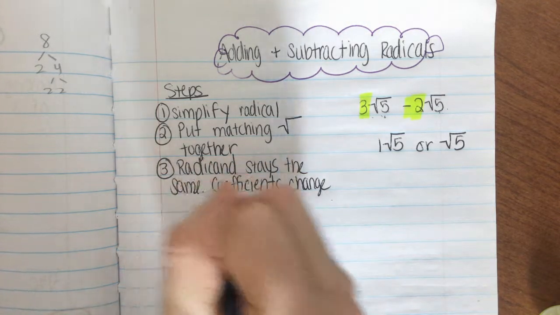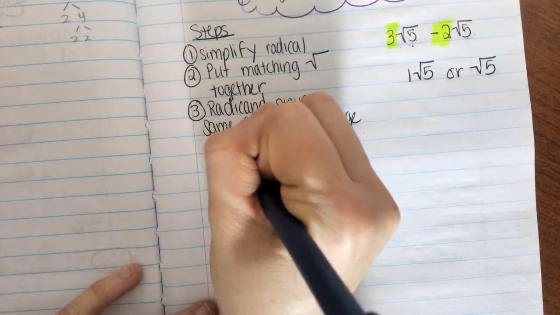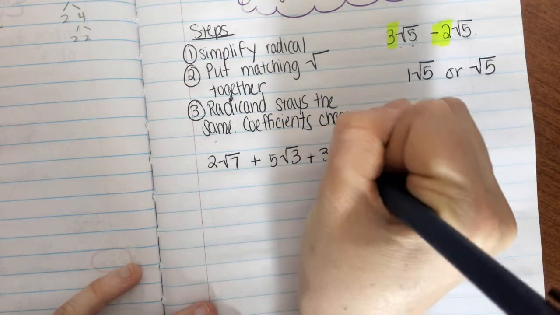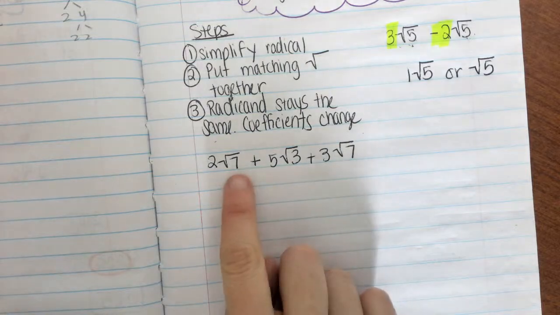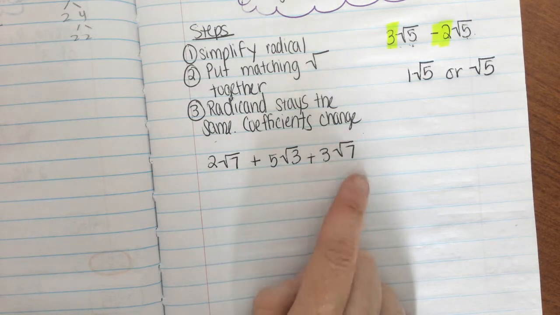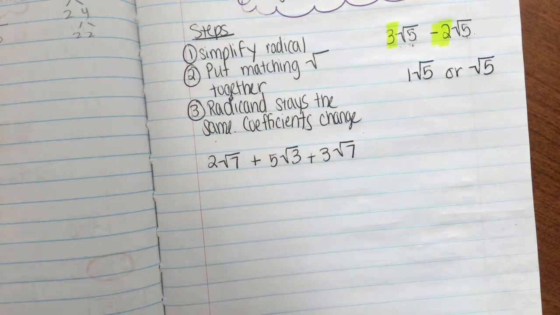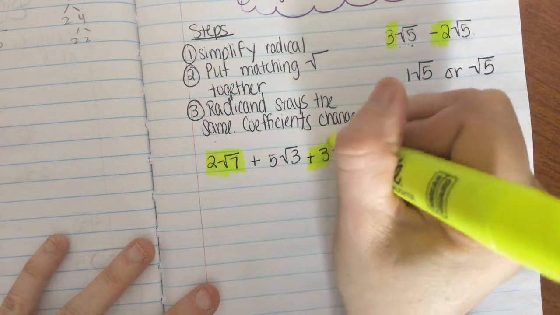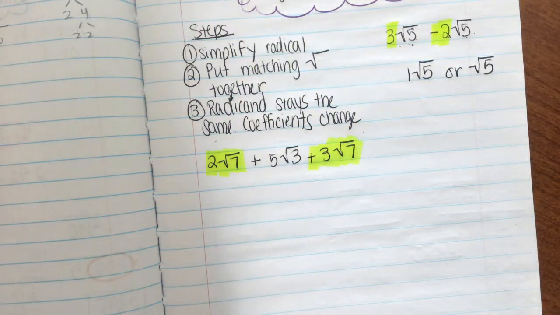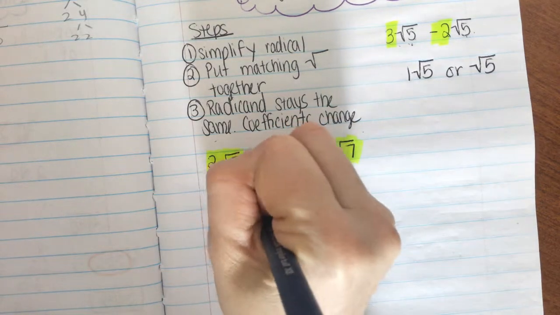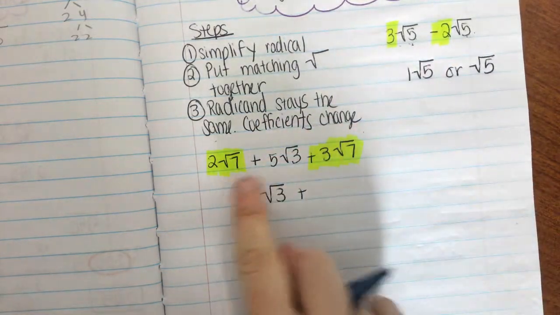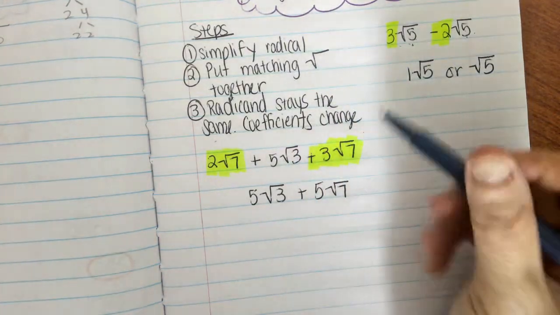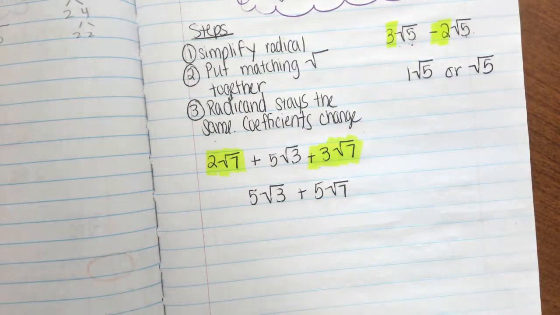So if we do another example, this is 2 square root of 7 plus 5 square root of 3 plus 3 square root of 7. So again, all of these numbers here are prime, so we're just going to leave the factors alone, so we don't need to simplify anything. So now we're just going to put together these 2 square roots of 7. The 5 square root of 3 doesn't have a match, so that's going to stay what it is. And when I add these 2 together, it's going to be 5 square root of 7. And we're always going to make sure that we take the sign that's in front of the term as well.